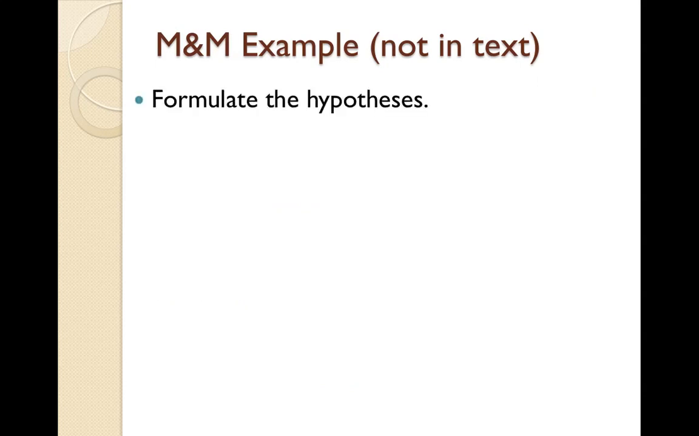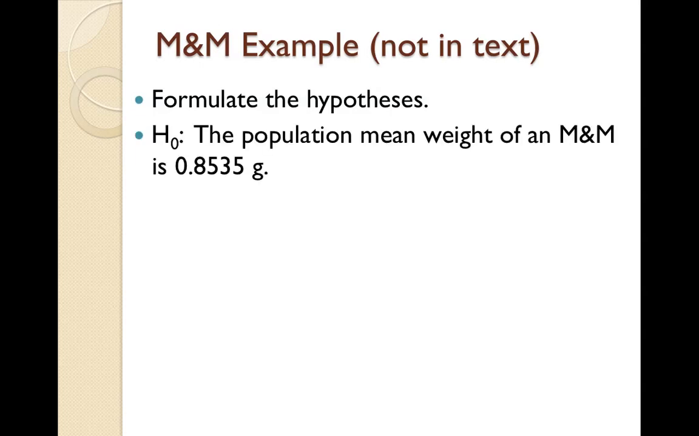Our hypotheses get started in the same way. We're going to state the population mean, and then in this problem we're dealing with the weight of M&M's candy. So the population mean weight of an M&M is 0.8535 grams. Going back to the exact words of the problem, that's exactly what the population mean was stated to be. And when we symbolize this, we write mu equal 0.8535.